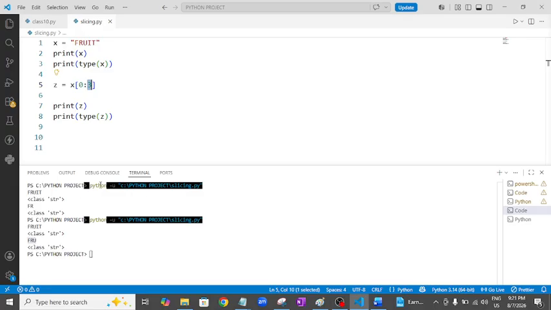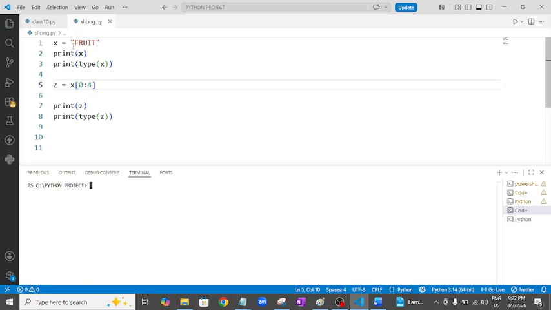Now, if I want to take the first four characters, that will be 0, 1, 2, 3. If I take 3, it is going to give me only three characters. Now, if I want four characters, definitely 0 is included, 4 is not included, meaning less than 4, meaning 3. It is going to give me 4 characters: 0, 1, 2, 3.